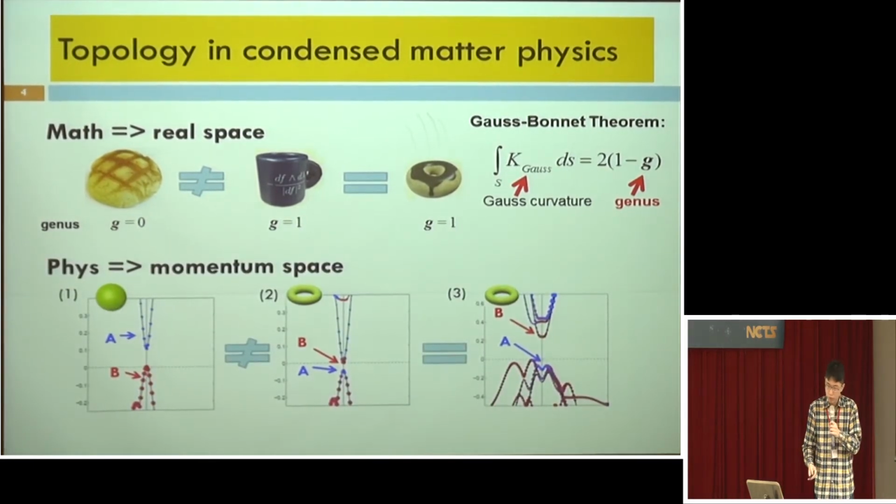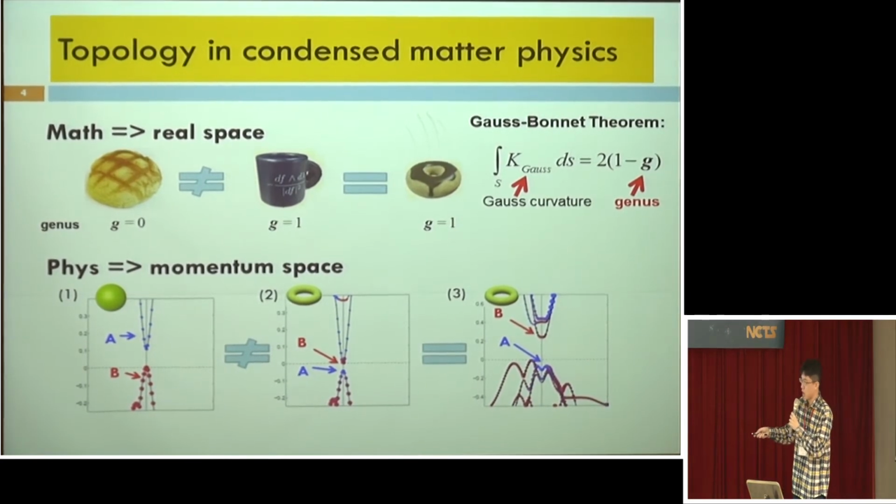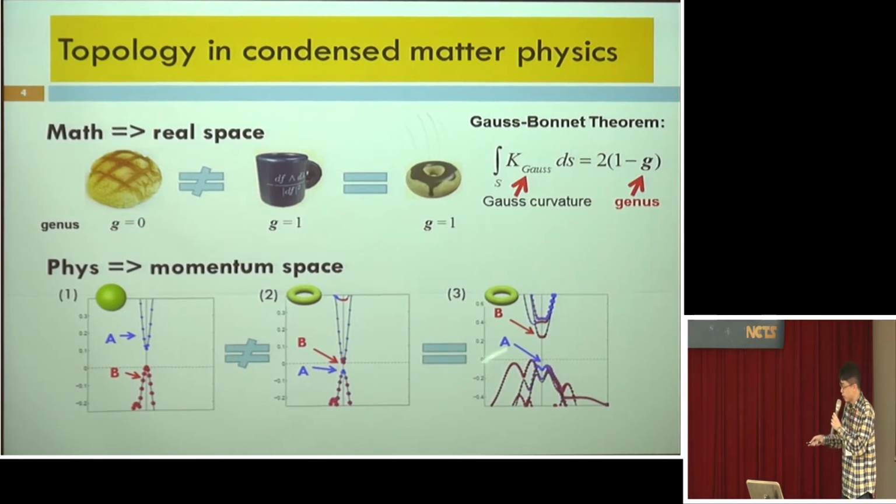In physics, we are familiar with the band structure, so the topology is in momentum space. Here is an example. There are 3 bands. We can see the band geometry. The band geometry means the band shape or the band gap size. The band geometry of band 1 and band 2 are almost the same. However, their topology is different.